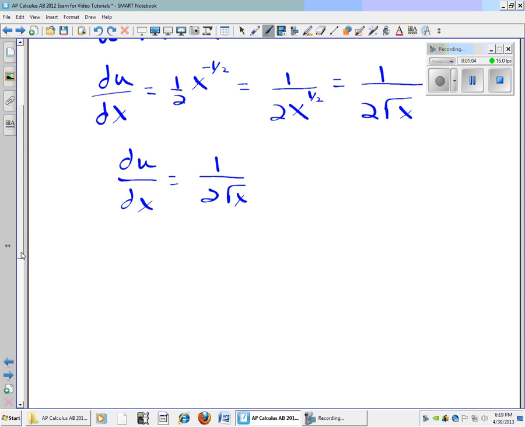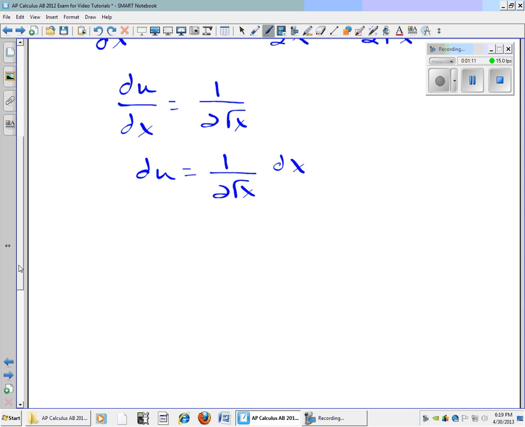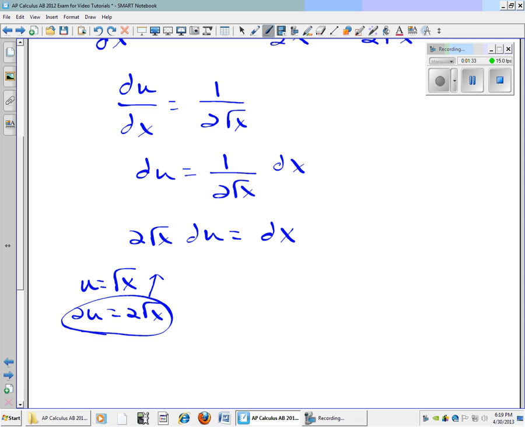So the derivative of u with respect to x is 1 over 2 square root of x. We can write du is equal to 1 over 2 square root of x dx. We can then multiply both sides by 2 times the square root of x and get 2 square root of x du is equal to 1 dx, or dx. Well, we know that u is equal to the square root of x. So 2 times u would equal 2 times the square root of x. And so we can substitute here and get 2u du is equal to dx.